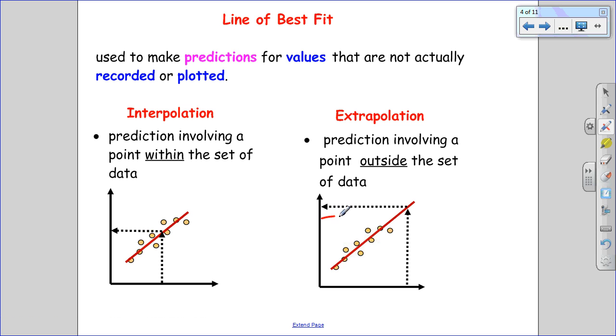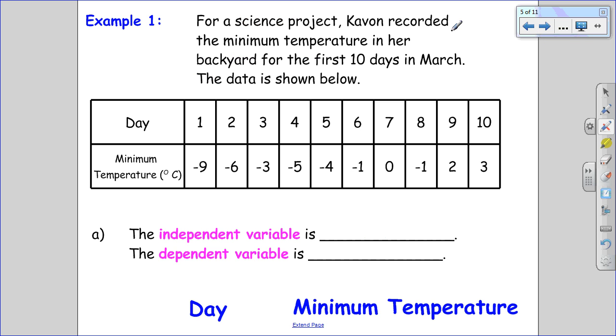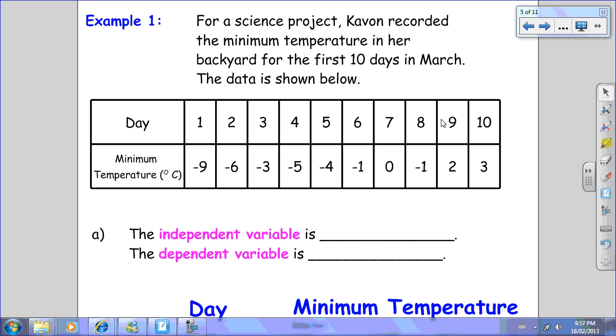In addition, I could also do this the other way: know a value for my dependent variable, draw a horizontal line to my line of best fit, and then draw a vertical line down to my independent variable to determine its value. And of course, to do this properly, you would use a ruler to get the most correct results.